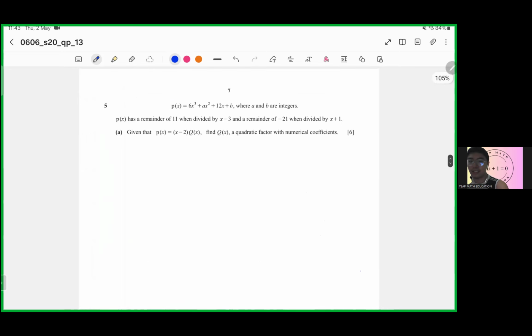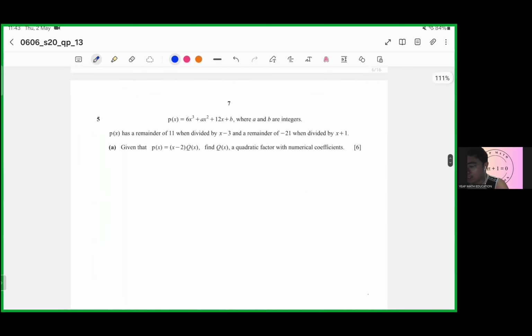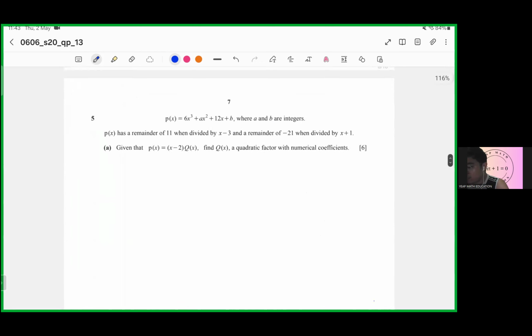Okay, question 5 is a factor of polynomial. So p(x) equals 6x cubed plus ax squared plus 12x plus b, where a and b are integers. p(x) has a remainder of negative 11 when divided by x minus 3, and a remainder of negative 21 when divided by x plus 1. Given that p(x) equals (x minus 2) q(x), find the quadratic factor q(x) with numerical coefficients.